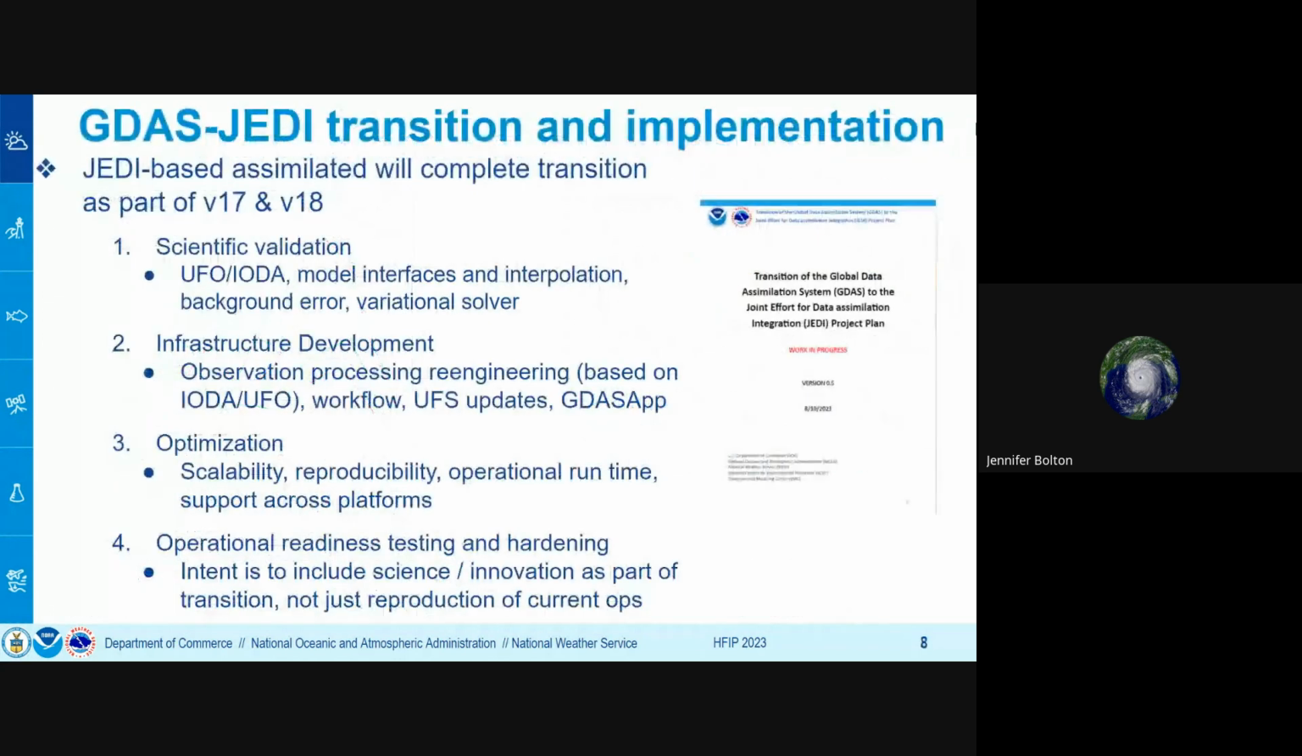Next slide, please. All right, so for those interested in how we plan to execute this, we just completed drafting our initial version of the transition plan for going from GSI to JEDI for the GDAS as part of V17 and V18. This just shows sort of the outline and the types of things we're focusing on. We're now taking this and turning it into an actual project with resource mapping and timelines, all of which is going to be publicly available, and figuring out sort of where the dependencies are on Joint Center core staff, partner contributions, et cetera.